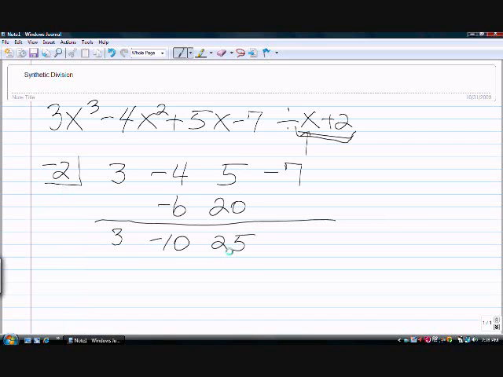And now I do it again. 25 times the negative 2 is negative 50. Put it right below the negative 7 there. And negative 7 plus negative 50 is negative 57. Alright, the number on the far right is the remainder.